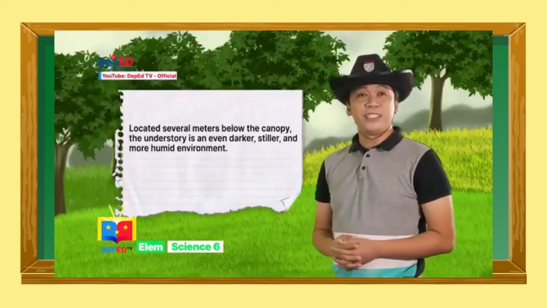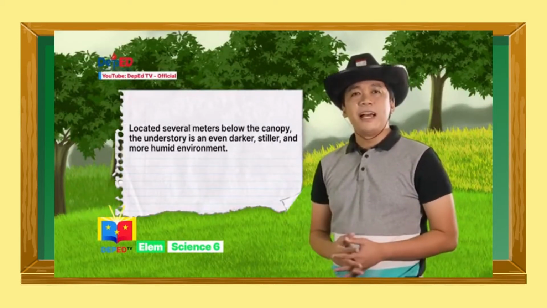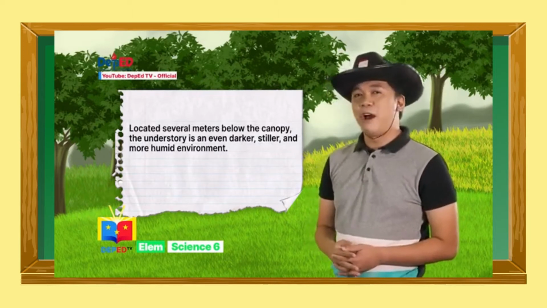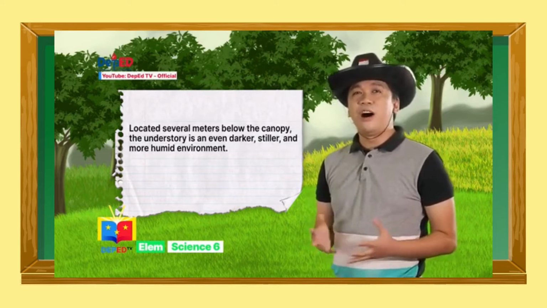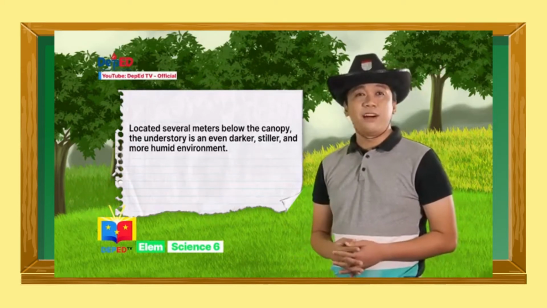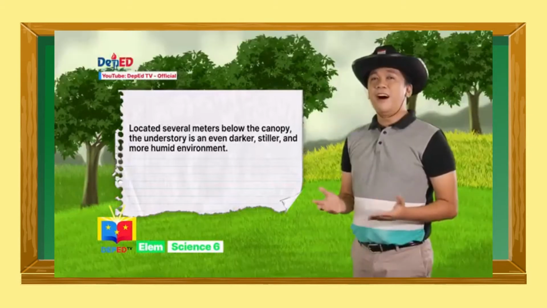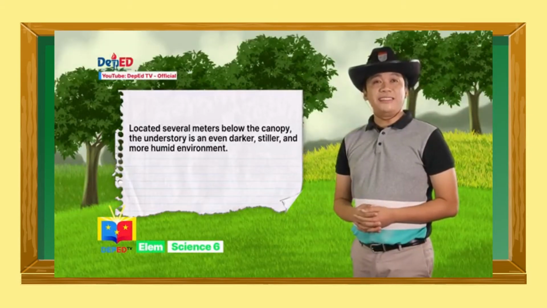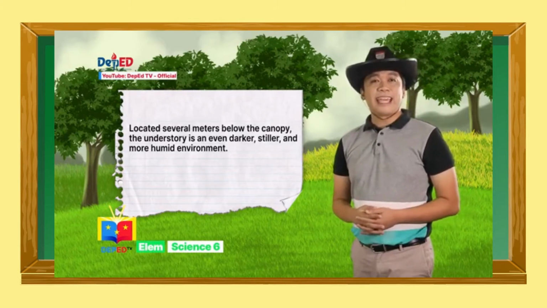Located several meters below the canopy, the understory is an even darker, stiller, and more humid environment. Plants here, such as palms and philodendrons, are much shorter and have larger leaves than plants that dominate the canopy. Understory plants' large leaves catch the minimal sunlight reaching beyond the dense canopy.